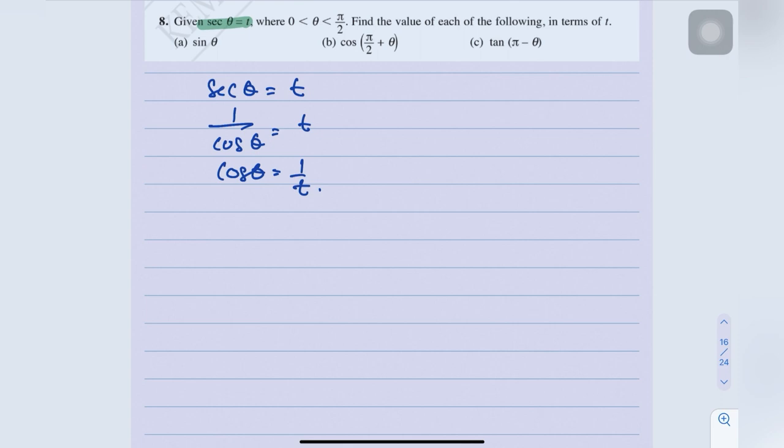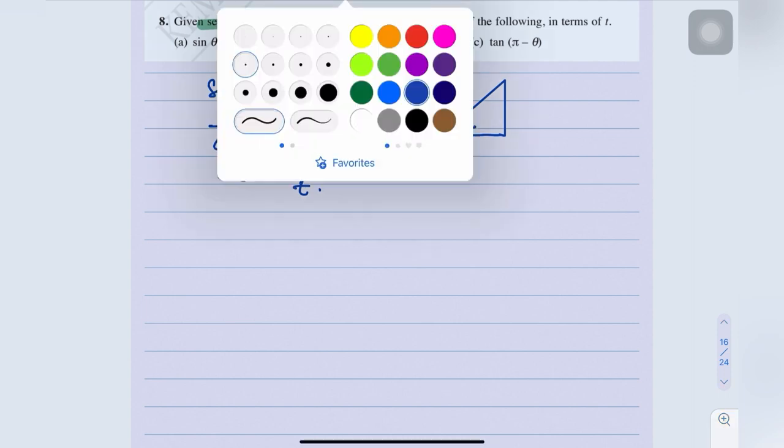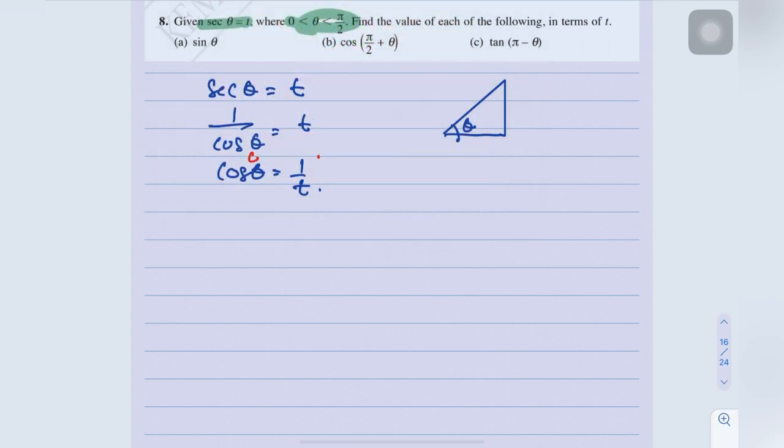The angle is between 0 and pi over 2, meaning it is in quadrant 1, an acute angle. So we draw a right-angle triangle with angle theta. Cos is CAH, so the adjacent is 1 and the hypotenuse is t. We can find the opposite, which is the square root of t squared minus 1 squared, which is the square root of t squared minus 1.